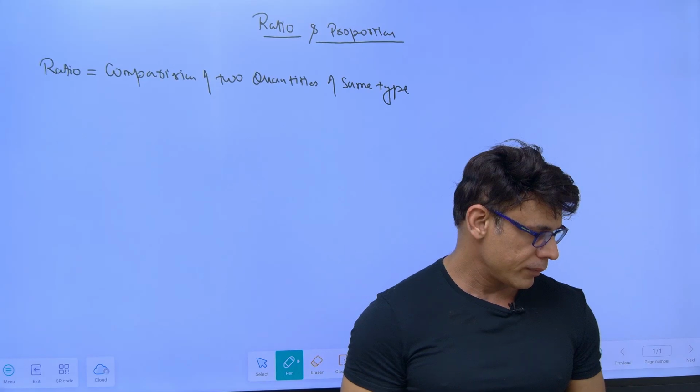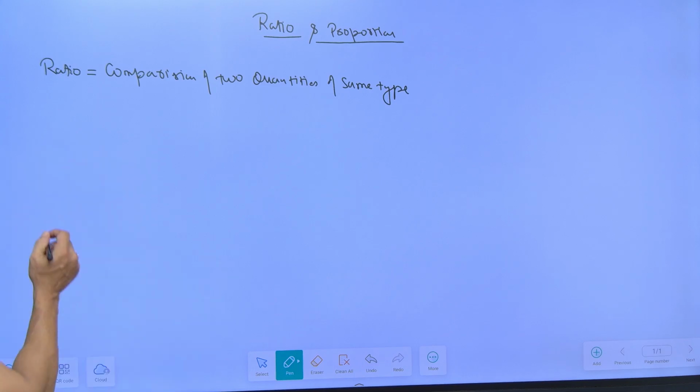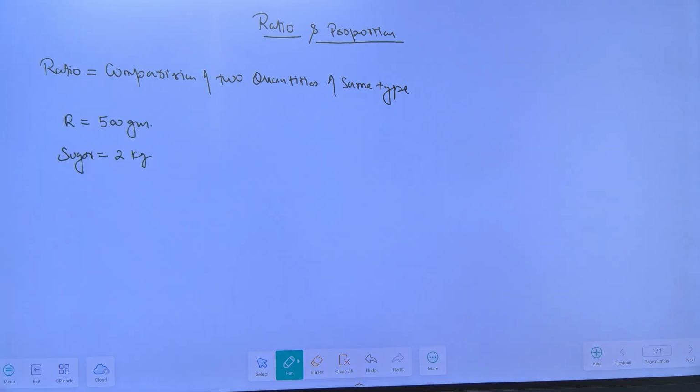Two or more numbers should be of the same type. Now, when I say same type, what does it mean? Suppose I have to compare rice, which is given as 500 gram, and sugar, let's say 2 kgs. And if I ask you to find out the ratio of rice is to sugar, this is rice.